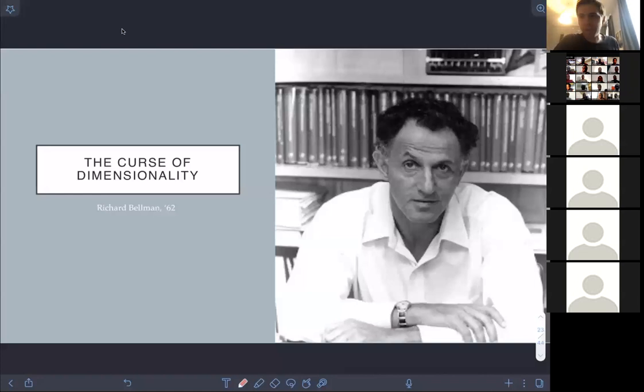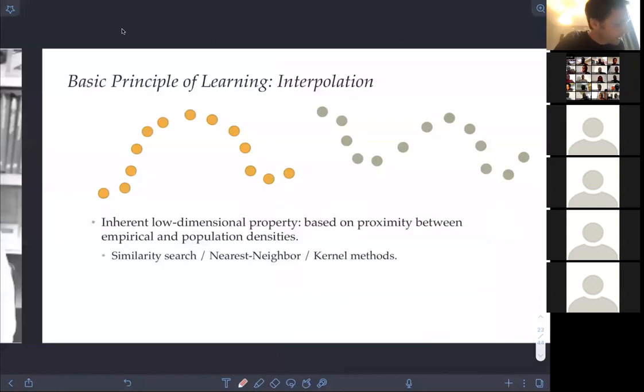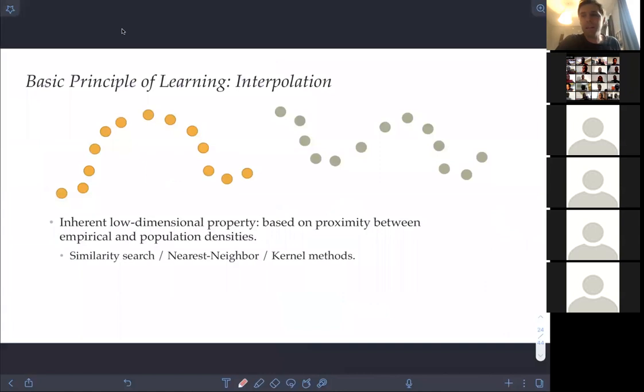Okay, so the curse of dimensionality. What is the curse of dimensionality and why do we care? We care because the basic principle of learning is really grounded in interpolation. If you see now my screen, you are going to see a bunch of dots, maybe of two different colors.